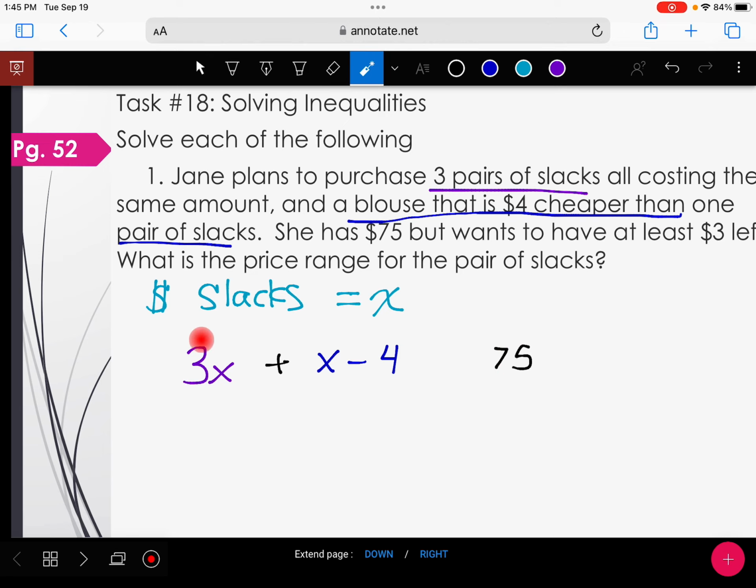The 75. Because if she spends more than the 75, she doesn't have that much money. She's going to be broke. But she doesn't want to just spend 75. She wants to have $3 left over. So we can either put the $3 she saves over here, or you can remove $3 from her budget. Either way is fine. I think it's a little bit clearer to say it changes my budget. She needs to have $3 left from the budget.